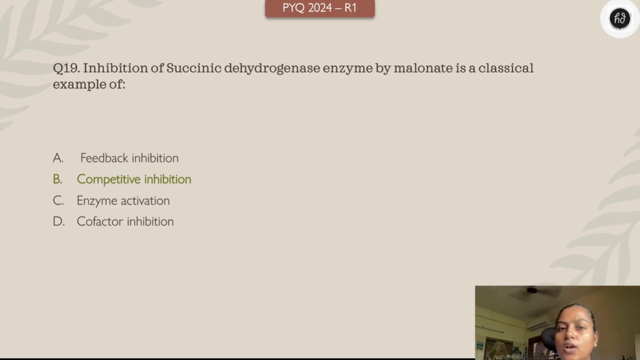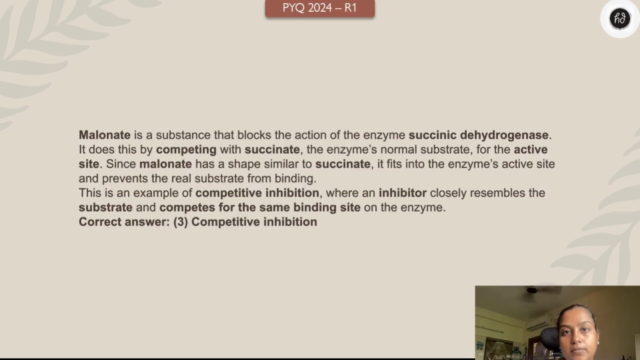Why is it called competitive inhibition? Here, the inhibitor, which is malonate, resembles succinate, the substrate. And there is a competition between both for the binding site. So this is competitive inhibition. The inhibitor resembles the substrate and attaches to the binding site. So see, malonate is a substance that blocks the action of the enzyme succinic dehydrogenase. It does this by competing with succinate, the enzyme's normal substrate, for the active site. Since malonate has a shape similar to succinate, it fits into the enzyme's active site and prevents the real substrate from binding. So this is a classic example of competitive inhibition.